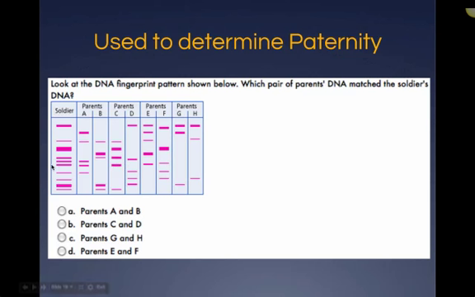But let's double check the rest of them. This middle band was found right here. The last band was found right here. Here, this band is found in this parent. This band comes from parent D, this band comes from parent D, and this last band comes from parent C. So it looks like parents C and D are our correct parents.